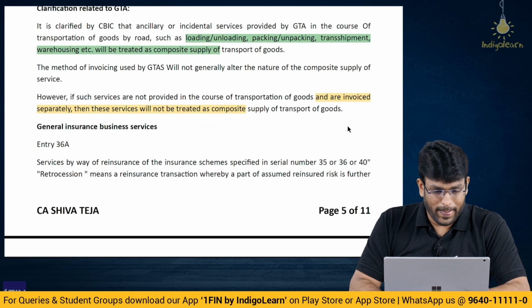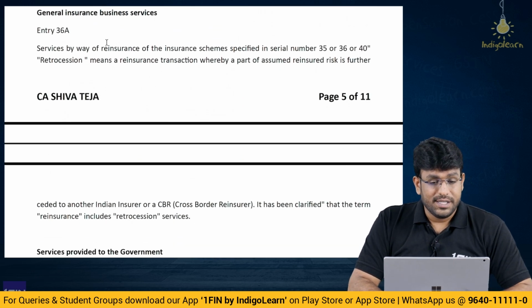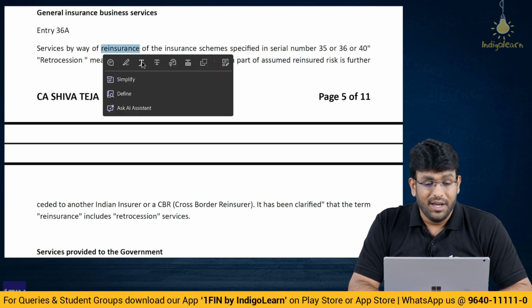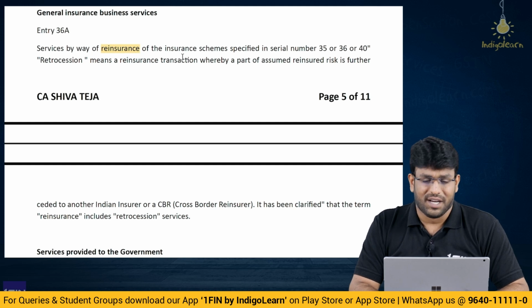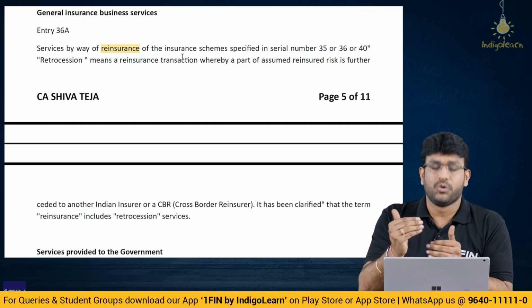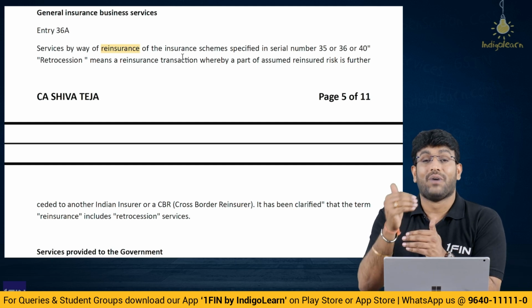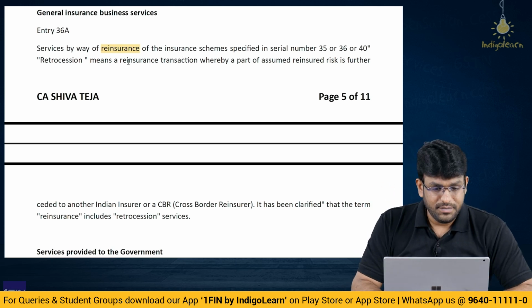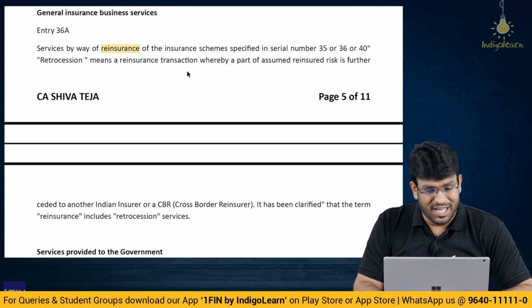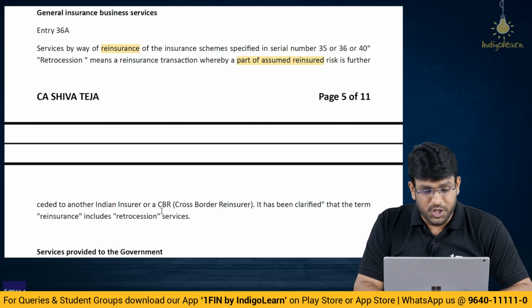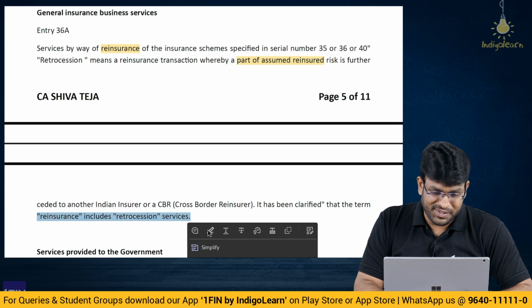Interesting points. Next. General insurance business, service by way of reinsurance of the insurance scheme. We have got some insurance schemes like health insurance, Bangladesh Bima Yojana, cattle insurance scheme, a lot of insurance schemes are there. Along with that normal insurance, reinsurance is also exempt. Reinsurance is where a part of insurance is reinsured by one insurance company with another insurance company. Retrocession means a reinsurance transaction whereby a part of assumed reinsured risk is further ceded to another insurer. It has been clarified that the term reinsurance includes retrocession services.